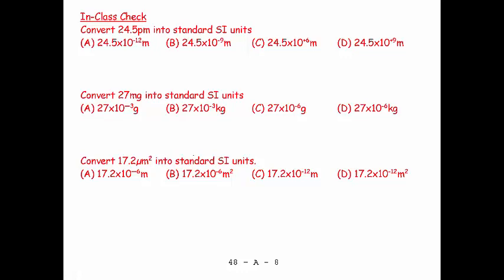So here's a typical question. It says convert 24.5 picometers into standard SI units. The first thing I would say is don't change the 24.5. There's no rule in SI units saying that you have to have 2.45. So just leave the 24.5 alone. So I have 24.5. And then pico. Well, pico's 10 to the minus 12. You've got to memorize that. So that's going to be times 10 to the minus 12. And the units is going to be meters.